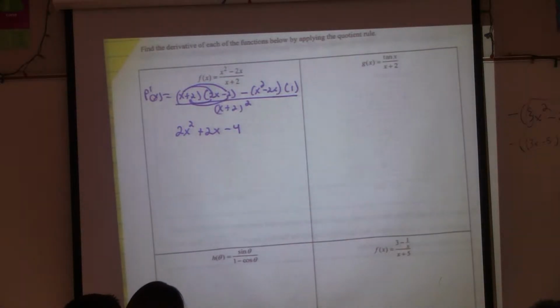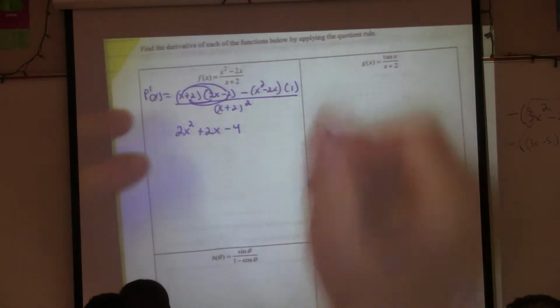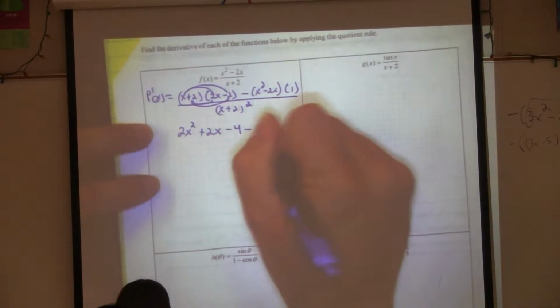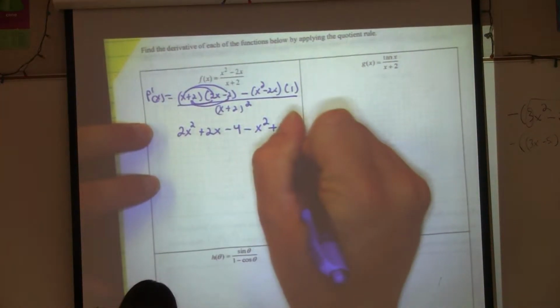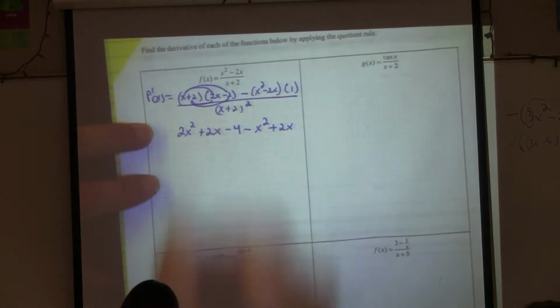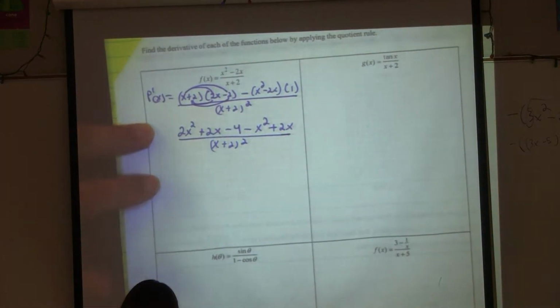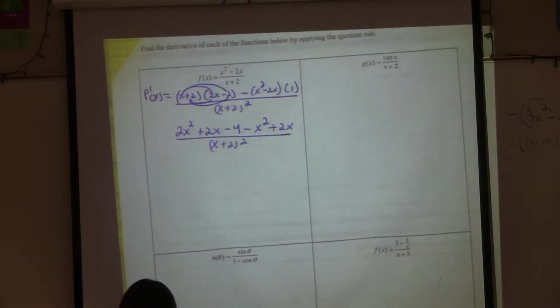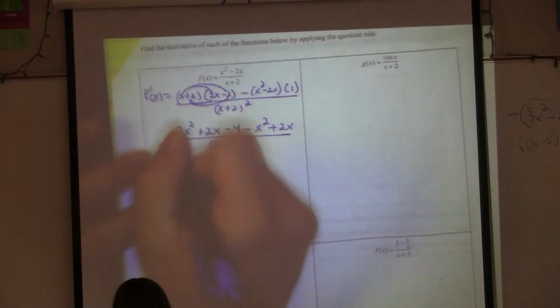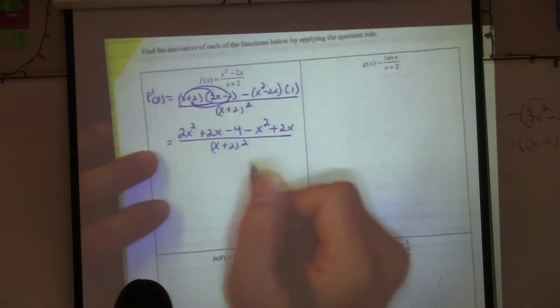That way I don't have to rewrite it all over again and it's gonna take up more space. Good? Minus what? Plus 2x over x plus 2 squared. Anything we can put together, Ashley? Yes. Okay. What would we end up with?